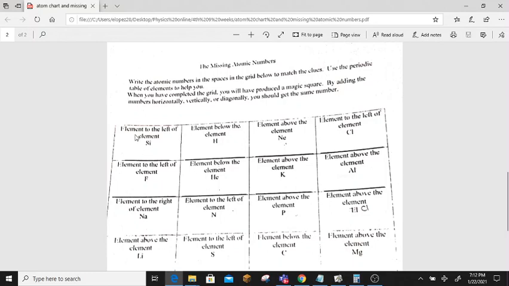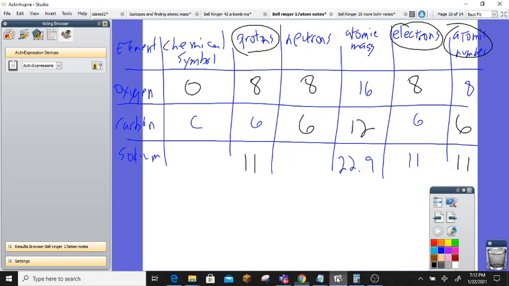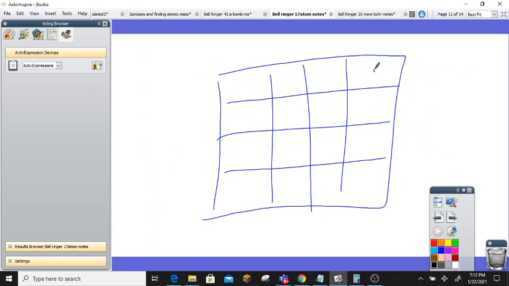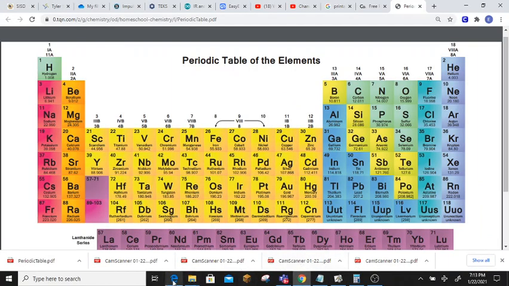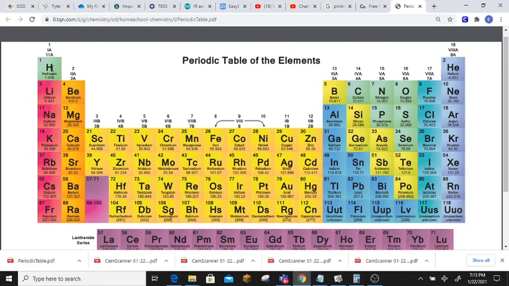So here, we're looking for the element to the left of Si. When you look at the periodic table, there's Si, it's to the left, right? And you're gonna get the atomic number, 13. So you're gonna have to make a little square, 4 by 4, and then we just write the number 13. If we take a look at the next one, element below the element H. So here's H, the element below is lithium, and we're gonna write down the atomic number, 3.